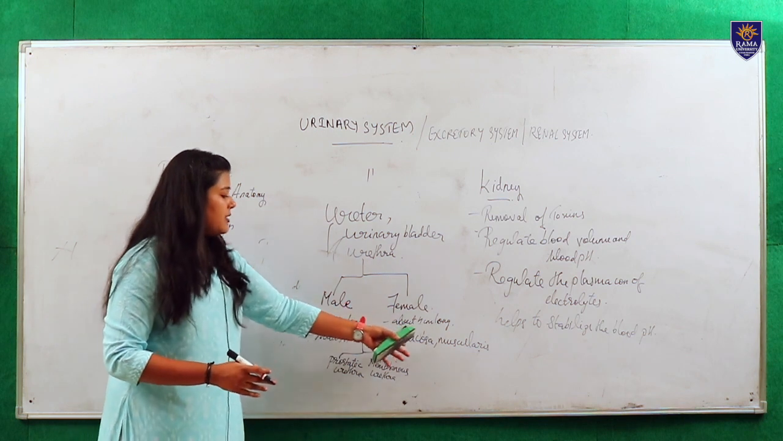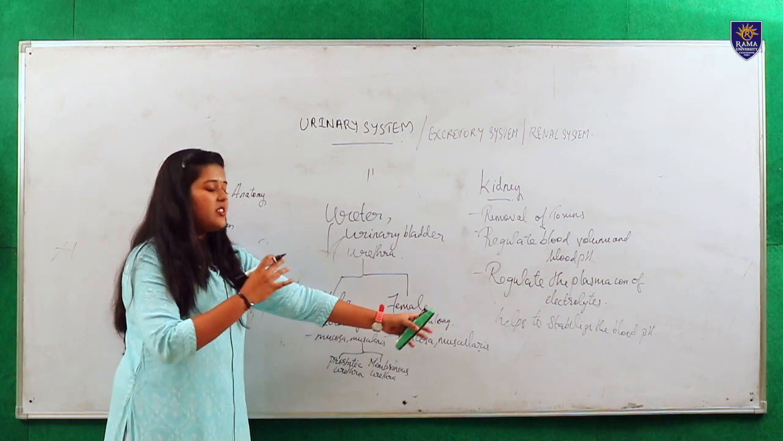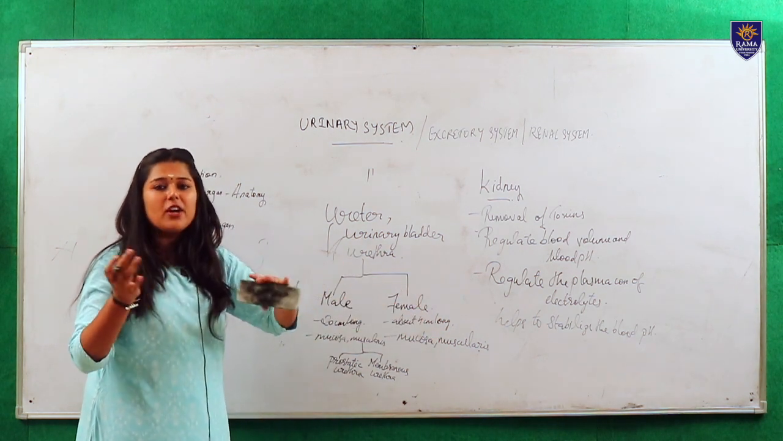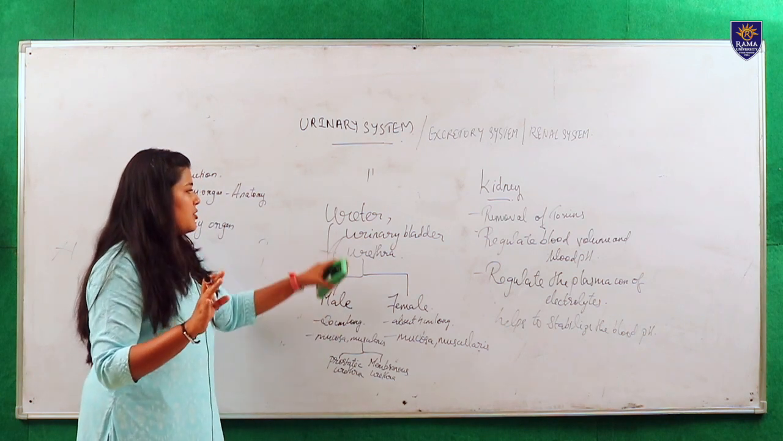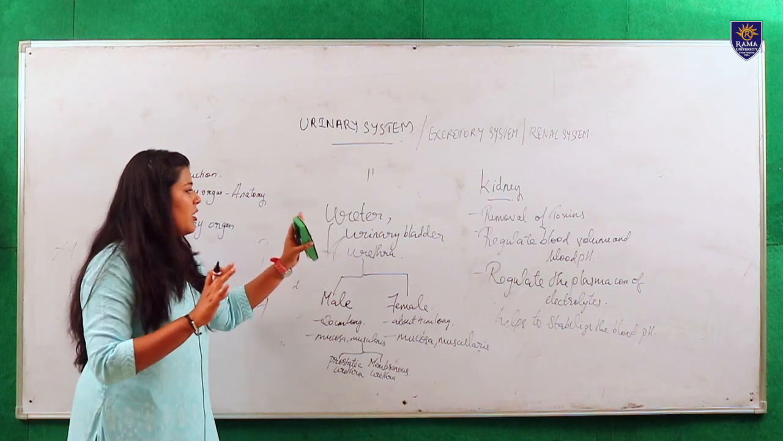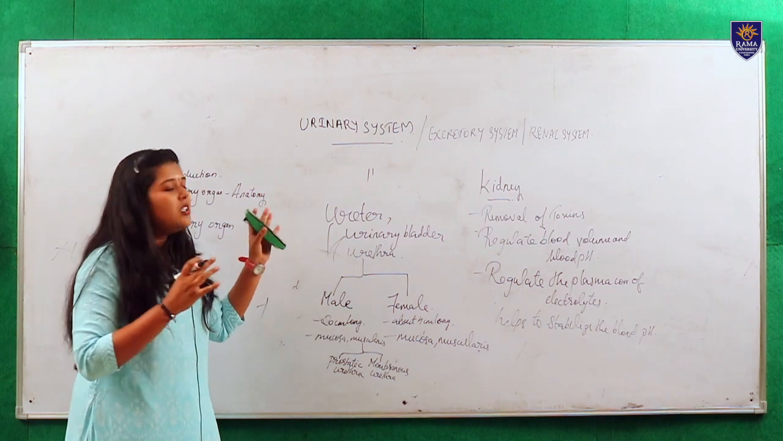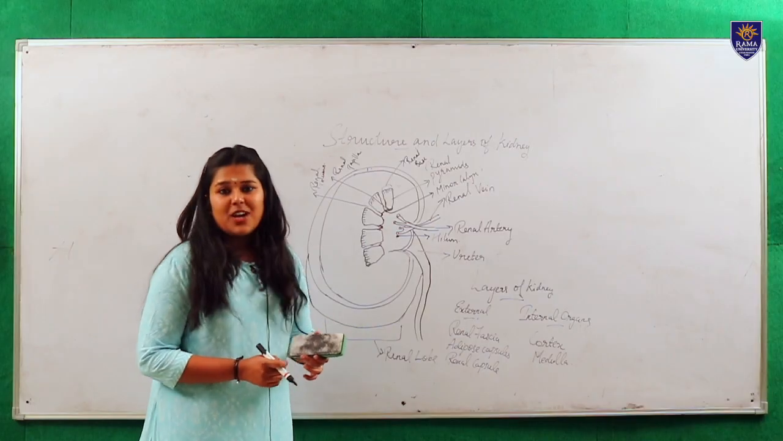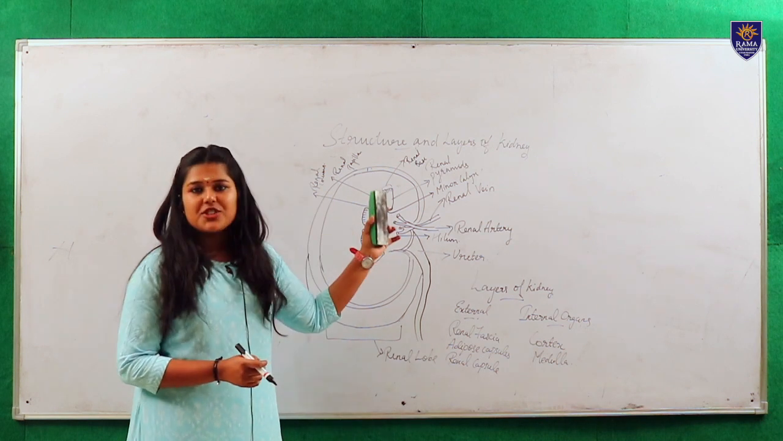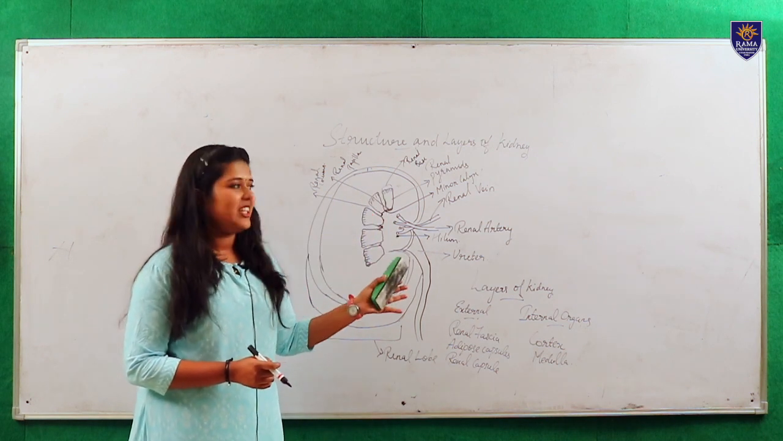So this is the difference between the male anatomical structure of the urethra and the female anatomical structure of the urethra. And the urethral orifice for females is present between the clitoris and the vaginal opening. So this is the overall structure and features of our accessory organs present in the urinary system. So now we'll talk about the structure and layers of the kidney, okay?